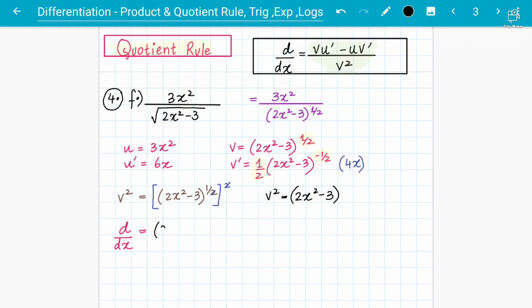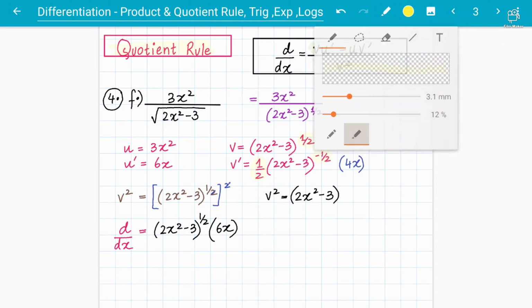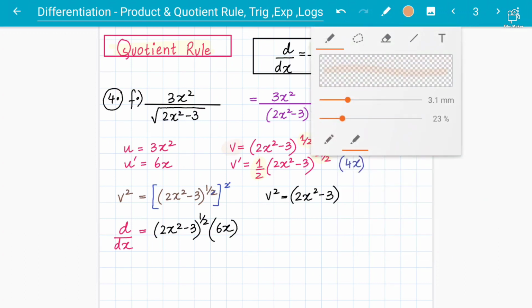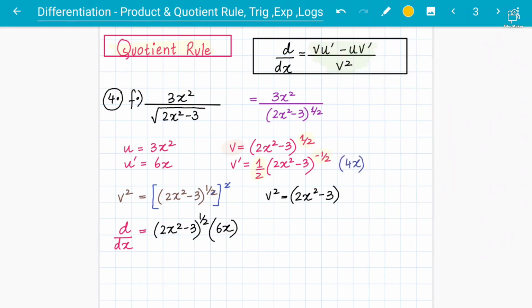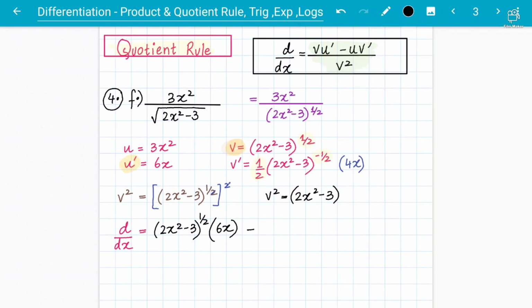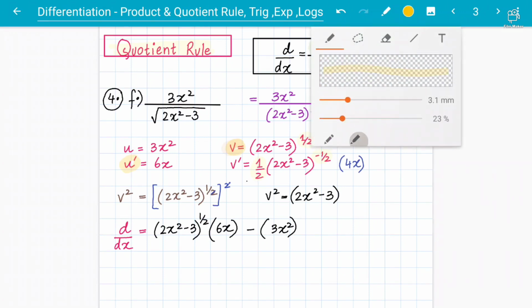So v u dash will be (2x² − 3)^(1/2), that will be v, and u dash will be 6x. I'll mark it out as well: it's going to be v into u dash, that's what I've done, v into u dash, okay students. And then you have minus u into v dash, so 3x² into v dash. So v dash is this thing. We'll have to simplify this as well first.